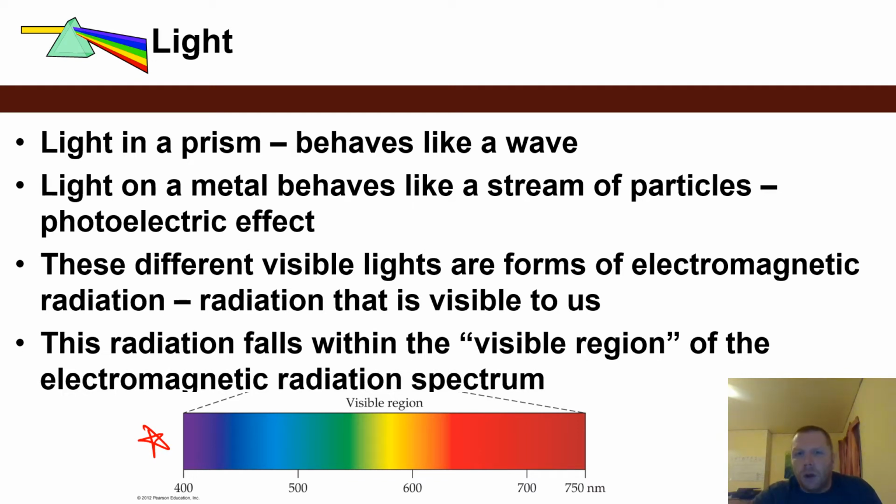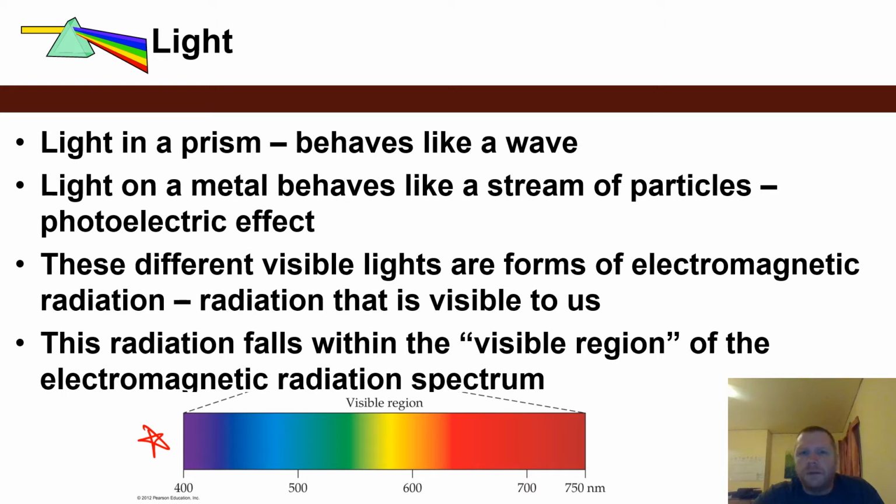Now, light also behaves like a small stream of particles, and that is best represented through what is known as the photoelectric effect. If you send low energy light towards a metal surface, well, electrons are going to be ejected from that metal surface, whereas if you send high energy light at that same metal surface, well, higher energy electrons are going to be ejected from that surface.